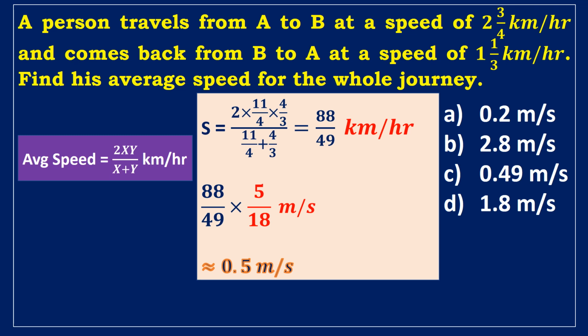Average speed is equal to 2xy divided by x plus y km per hour. Substituting the values of 11 by 4 km per hour and 4 by 3 km per hour in the formula for average speed, we get 88 by 49 km per hour. Convert kilometers per hour to meters per second using the fraction 5 by 18. The average speed for the whole journey is 0.5 meters per second.